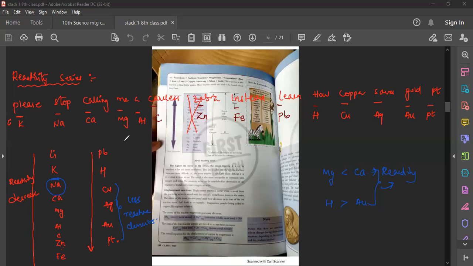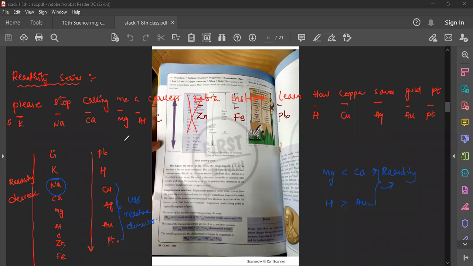Please stop calling me a careless zebra. There's a shortcut trick, one mnemonic. Please stop calling me a careless zebra. Instead learn how copper saves gold. So if you remember this mnemonic now, you can write all the elements in the reactivity series. It's very important also.